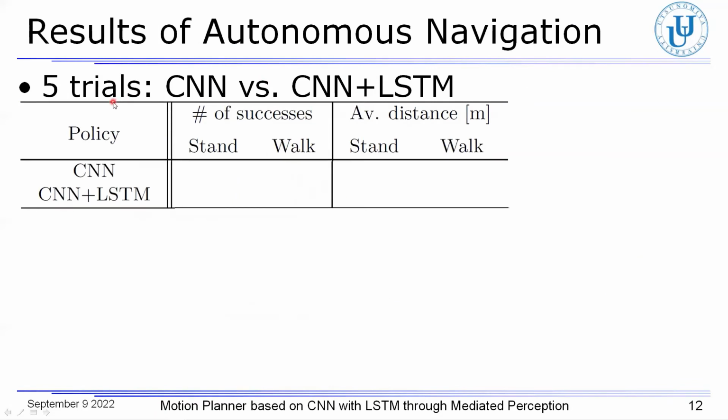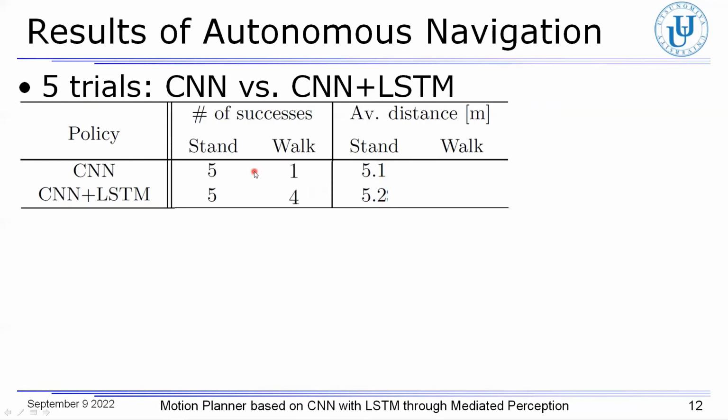The robots based on the motion planners repeated 5 trials, 5 times in total. For the standing person, the robot reached the destination in all the trials. The average relative distance when the robot began to avoid the person was almost the same, 5.1 and 5.2 meters.